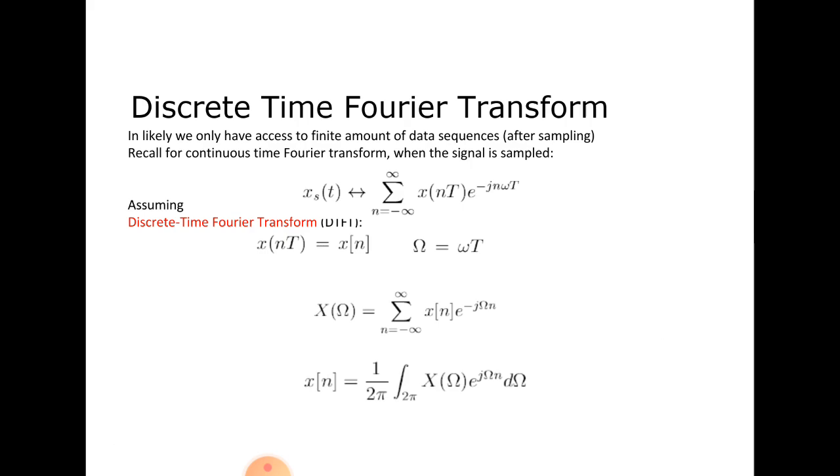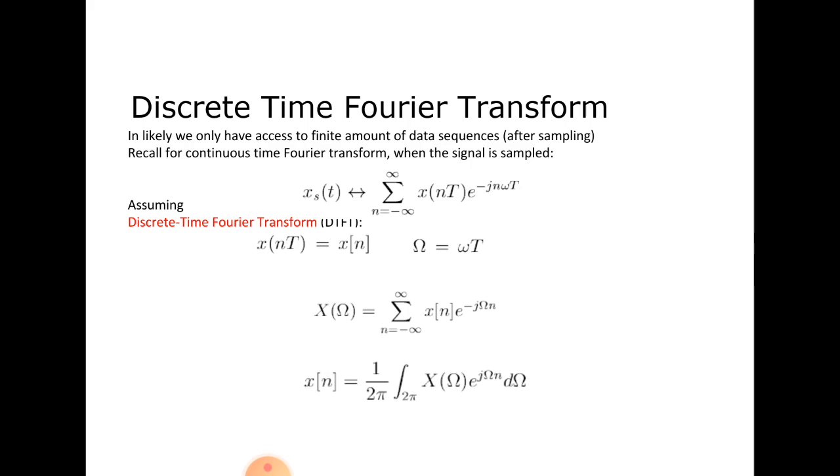This slide shows the discrete-time Fourier transform. In practice, we only have access to a finite amount of data sequence after sampling. Recall the continuous-time Fourier transform, where the signal is sampled. The discrete-time Fourier transform is the summation over n from minus infinity to plus infinity of x(nT)·e^(−jnωT). Here xn(t) is equal to x[n].